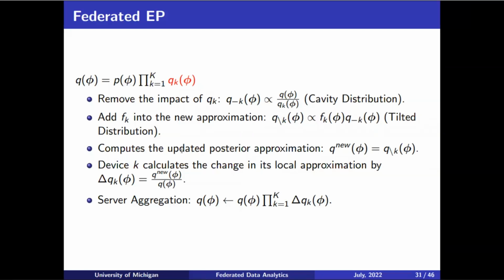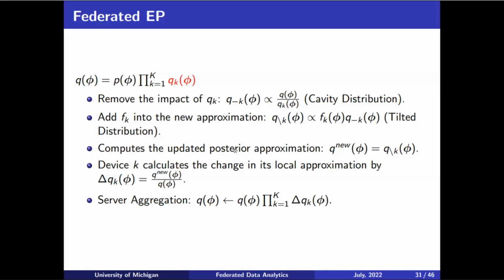This page summarizes the procedure of the federated expectation propagation. Here, Q phi is a global approximation function, P phi is a prior over phi, and Qk is a local approximation function. At the beginning, the EP removes the impact of the Qk from device K and creates a term called the cavity distribution. Afterwards, it adds a true likelihood function Fk into the new approximation, resulting in a term called the tilted distribution.